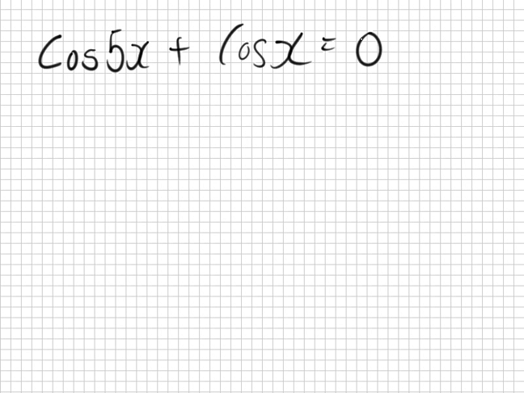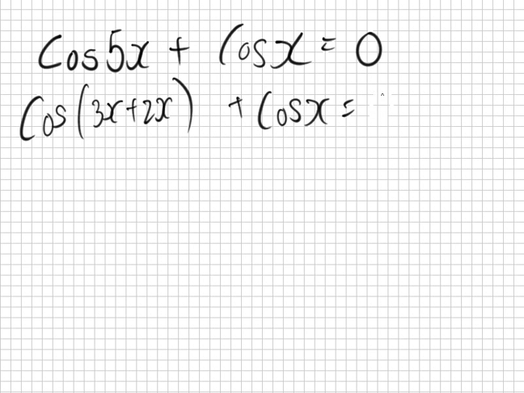Because of the 5x. They're 2 different angles, which means I can't really put them together. But I could change 5x into a compound angle, couldn't I? So I could say cos 5x is cos 3x plus 2x. Yeah? So I could change this into cos 3x plus 2x plus cos x equals 0.